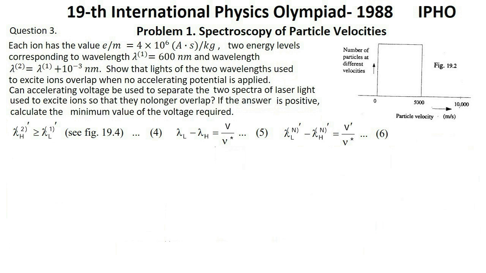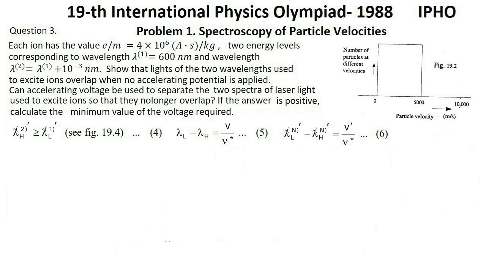The meaning of this equation is: if the velocity of the ion is V, the wavelength which the ion sees is lambda L, where lambda h is the wavelength which the ion of zero velocity sees. Equation 5 may be rewritten in the context of the applications of accelerating voltage, in order for the two spectra of laser light not to overlap, as follows, where n is the order of the energy level.